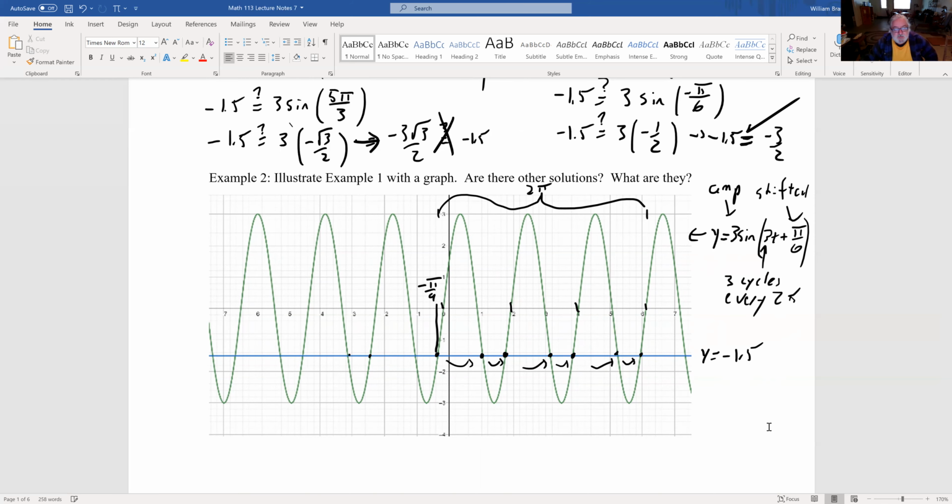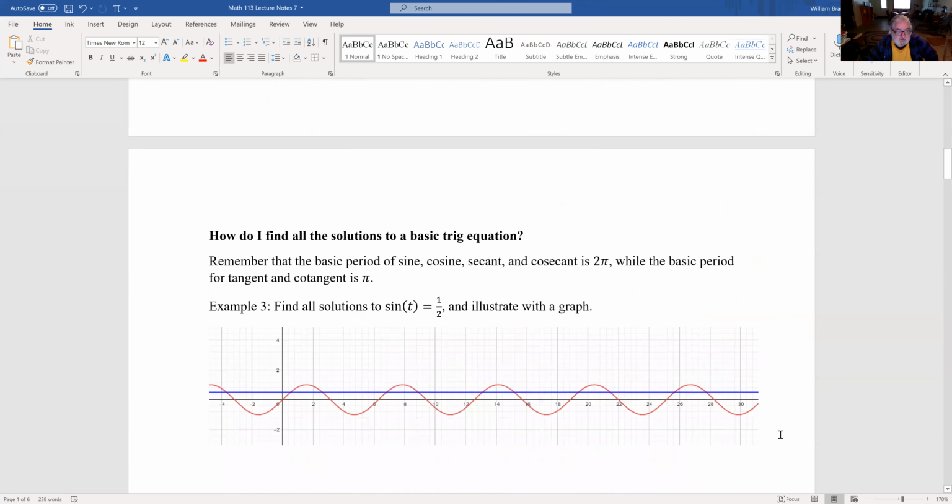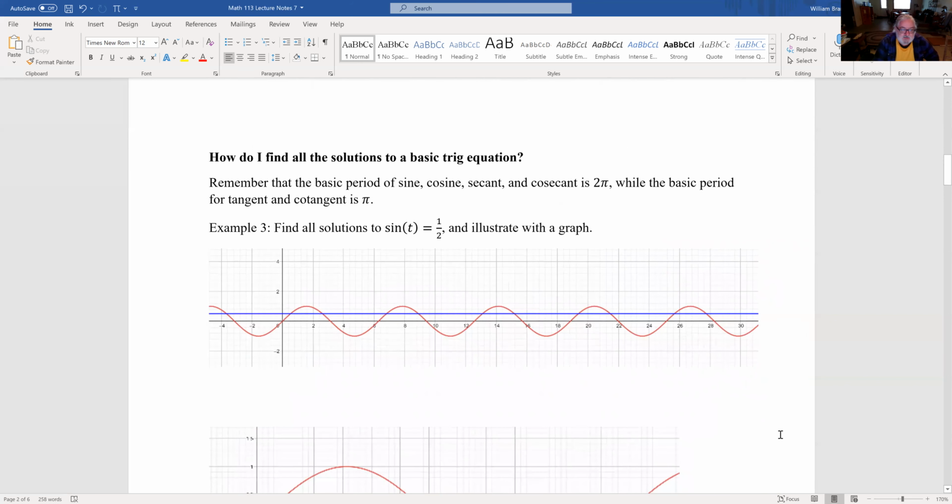But to be able to do that, first thing we need to do is to learn how to solve basic trig equations. A basic trig equation is just something like sine of t equals 1/2. So nothing special, just a function. Sine of t is the red curve, and the blue curve is the constant line y equals 1/2. So we want to know what is this point and that point, this point and that point.